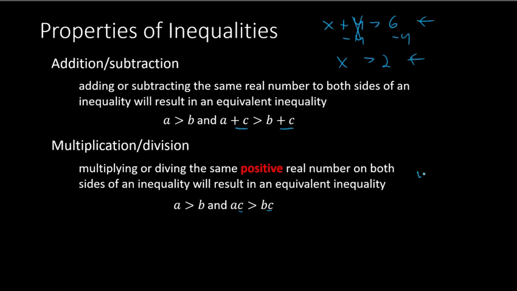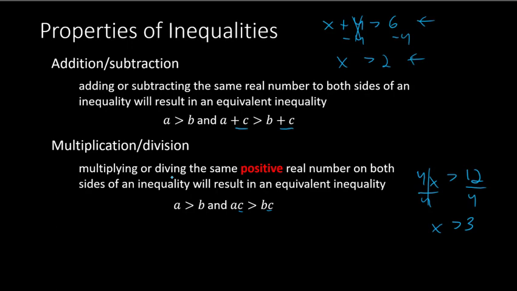For example, if we had 4x is greater than 12, we can solve this by multiplying or dividing, and here we want to divide both sides by 4, and we can do that to get x is greater than 3. That's allowed because of this multiplication and division property.